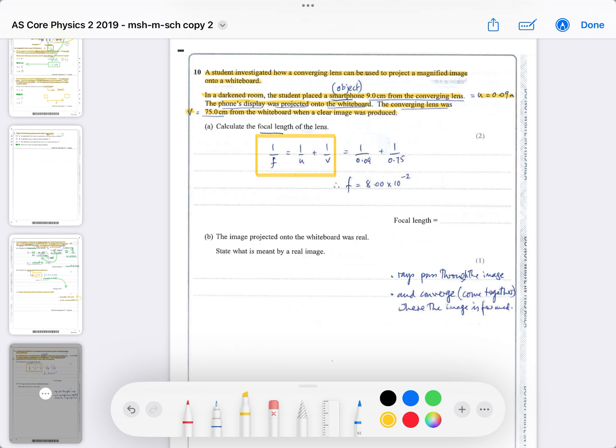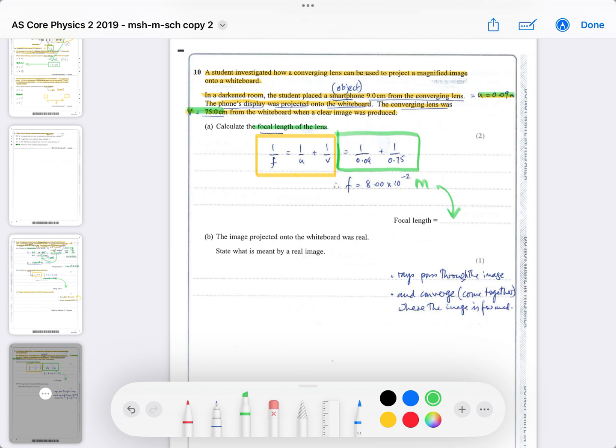And the focal length that they want you to calculate is given using this equation. So all you've got to do is to change these values for U to 0.09, V to 0.750, and you put them in the equation with the numbers in, and you'll get the answers. Okay, so F will be 8 times 10 to the minus 2, and I should have put meters. Okay, and that goes there.